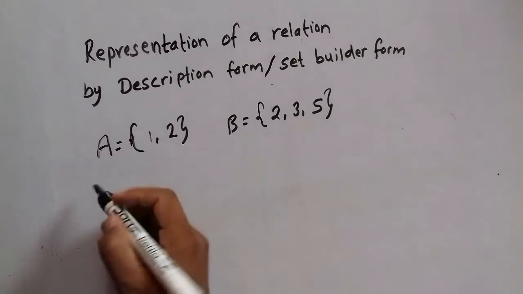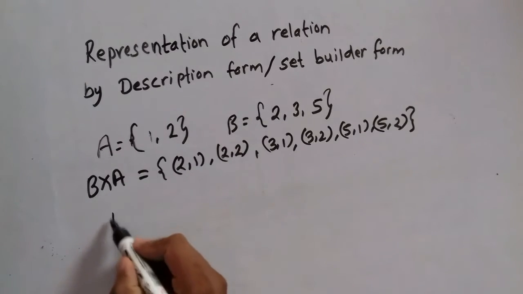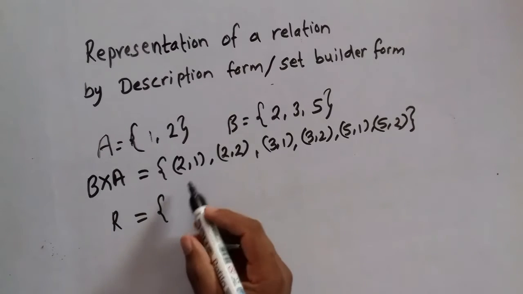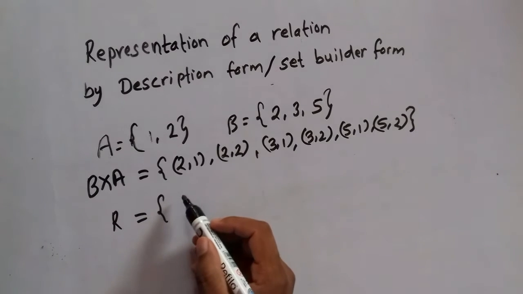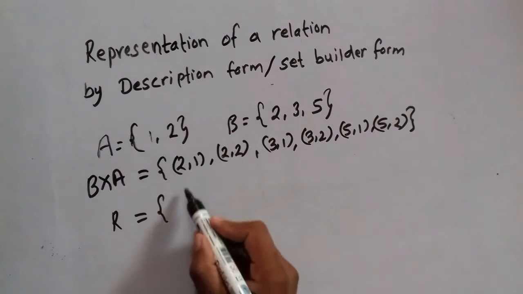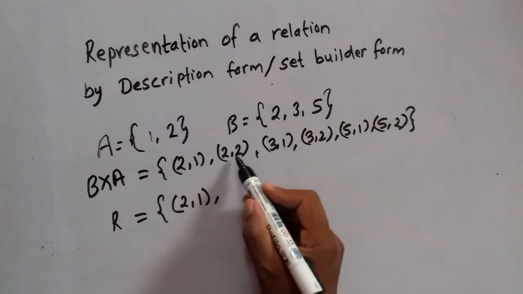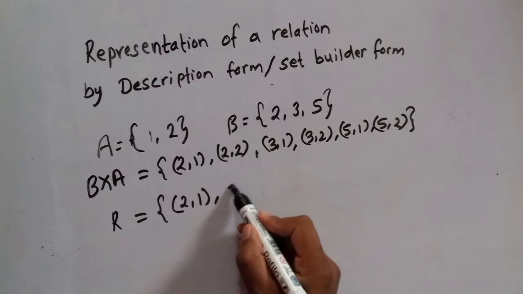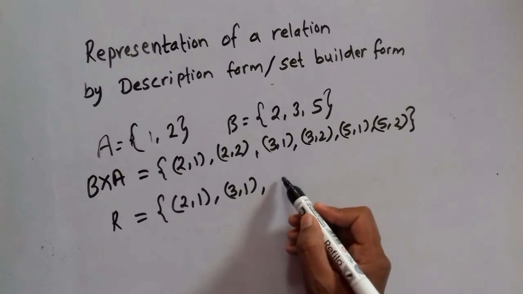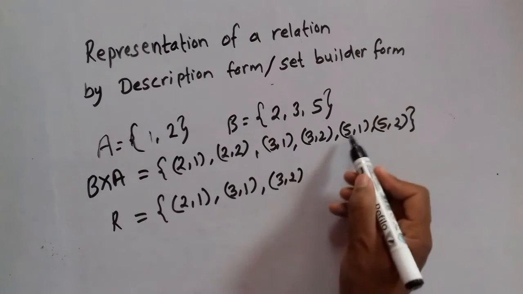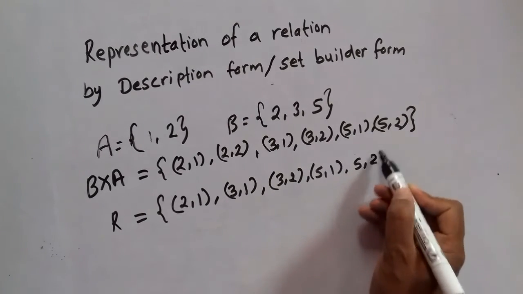Now let us write a relation under the Cartesian product B cross A. From here, let us form one relation under a condition x is greater than y. 2 is greater than 1, so this will be here, and 2 is not greater than 2, 3 is greater than 1, so this will be here, 3 is greater than 2, this will also be here. 5 is greater than 1, so this will also be here. 5 is greater than 2, so this will also be here.